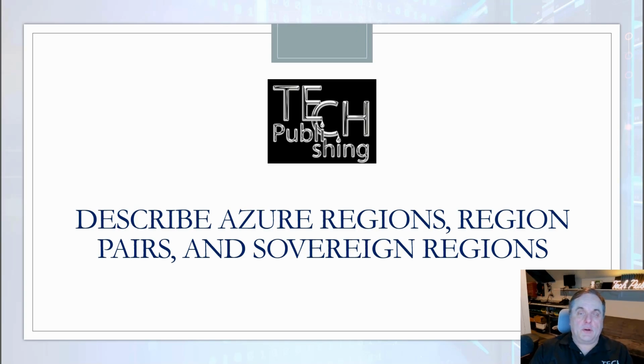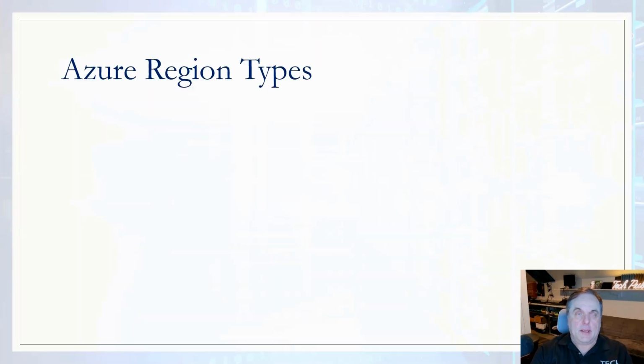In a previous video, I told you about the different core components, and now we're going to look at some of the definitions of some of those components. The first one's going to be the Azure region types. So regions, this is a single geographic area that contains one or more data centers. I showed you a picture of what a data center looked like at Azure.